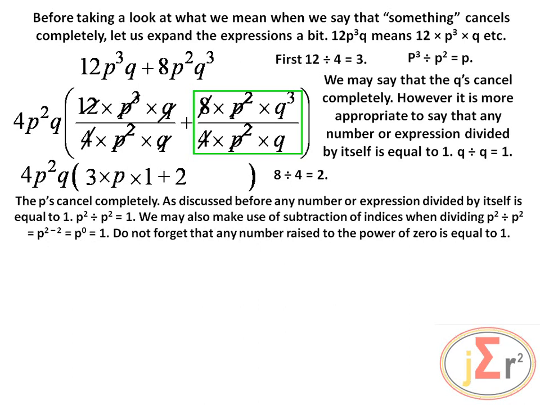Do not forget that any number raised to the power of 0 is equal to 1. So p to the power of 0 is equal to 1. Subtracting the indices, we get p to the power of 0. Any number, expression, letter or symbol raised to the power of 0 is equal to 1. And what do we have there? Subtracting the indices again, we have q to the power of 0. Do not forget that since this one is not accompanied by any index, the value of the index that we assume is 1.